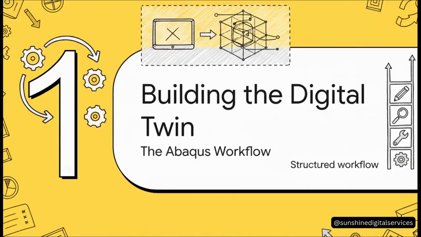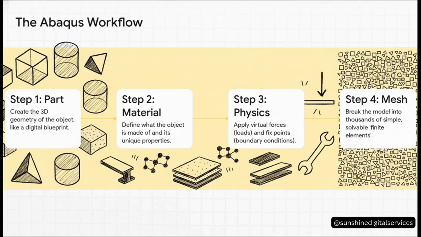Okay, so how do you actually go from a totally blank screen to a fully testable digital twin? Well, it's a pretty structured process, and Abaqus is there to guide you through every single step. Let's walk through what that looks like. First up, you start with the part. That's basically the digital blueprint of your object. Next, you have to define the material properties. You've got to tell the computer, is this thing made of stiff steel or is it more like flexible rubber?